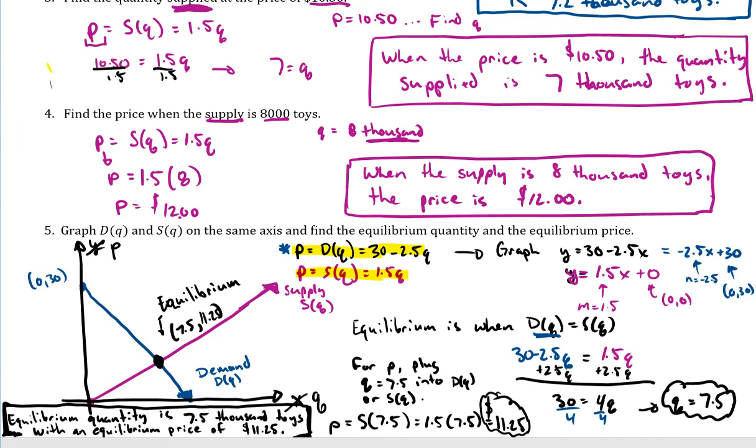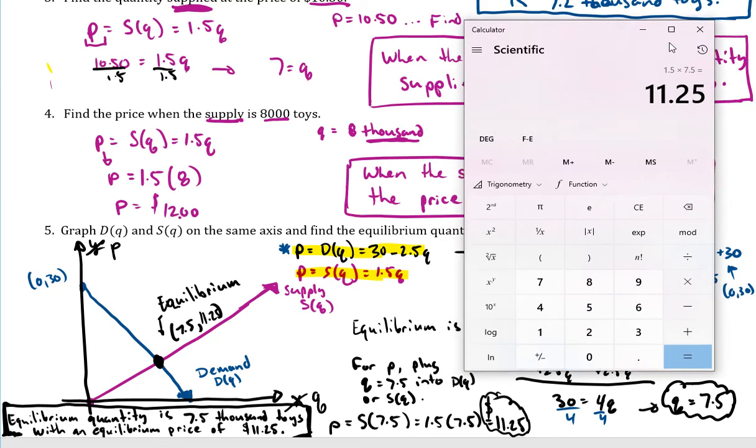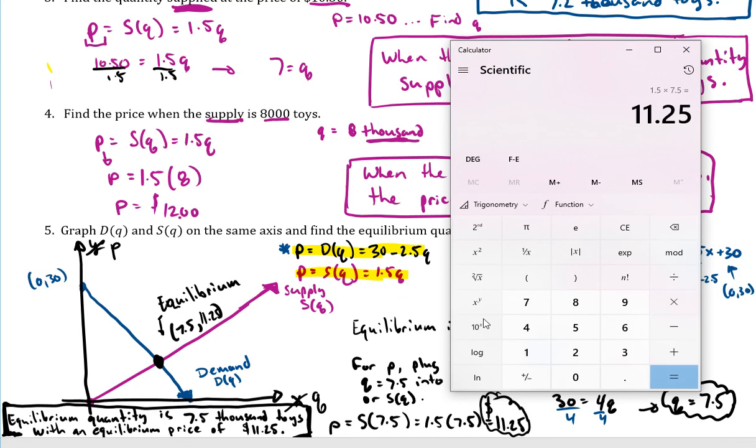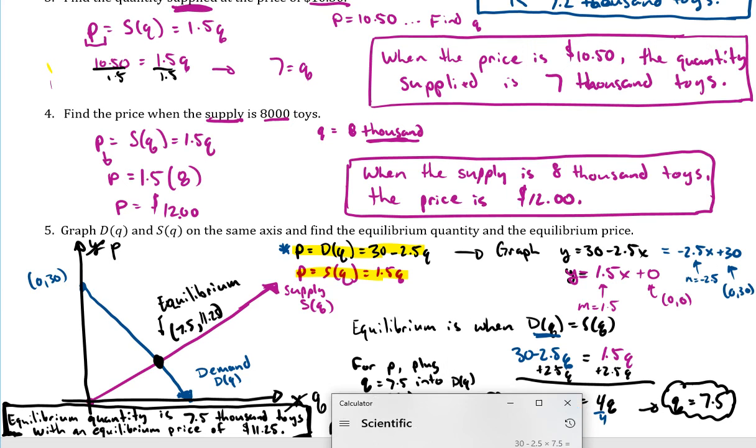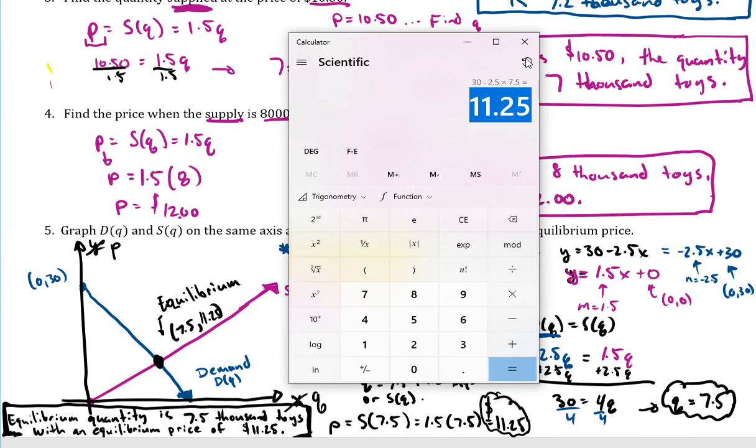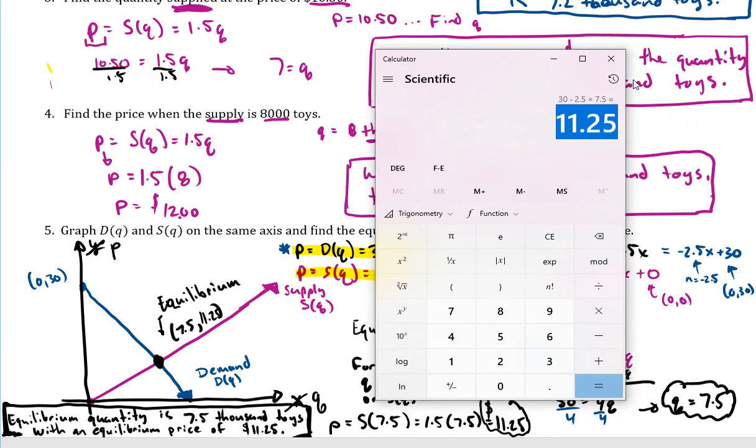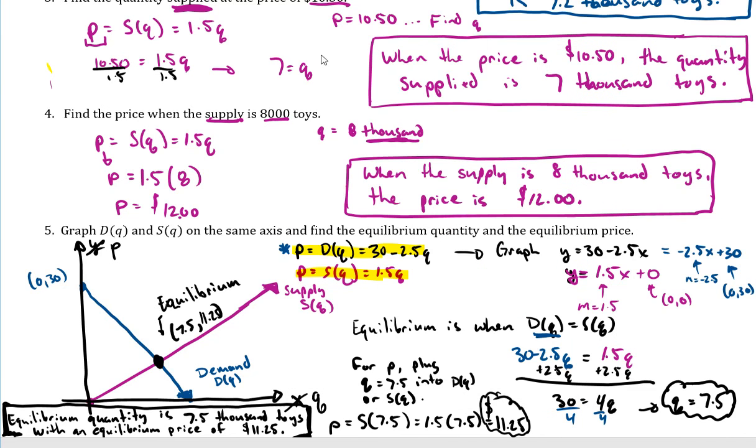I did say you could try both equations. Let's just verify real quick. If I plug 7.5 into the demand equation, I would have 30 minus 2.5 times 7.5, and we get 11.25 as well. That's a way to check your answer. It says into either one of them, but if you do them both, it should give you the same answer. That way you know if you're right or wrong. Okay, so that's it though. All right, so we found the equilibrium.